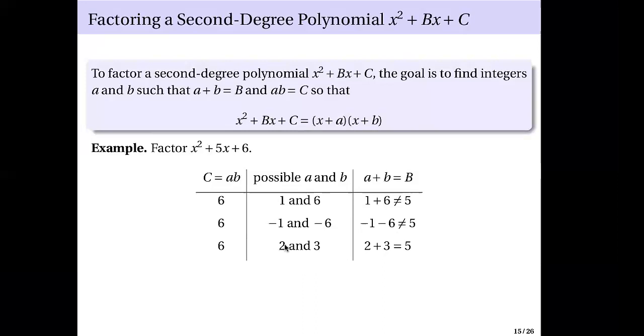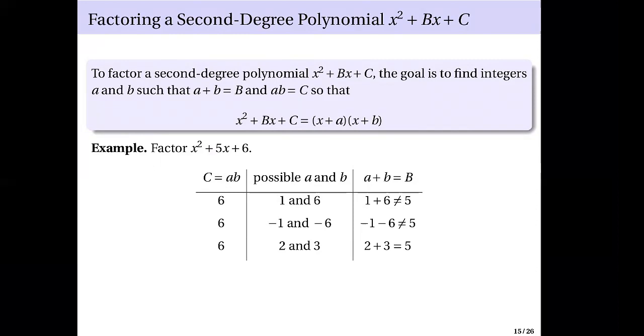Next pair, 2 and 3. So 6 is equal to 2 times 3. So A equals 2, B equals 3. You check A plus B, 2 plus 3, it's equal to 5. Yay! We have your A and we have your B. That's it. And you now have your factors.